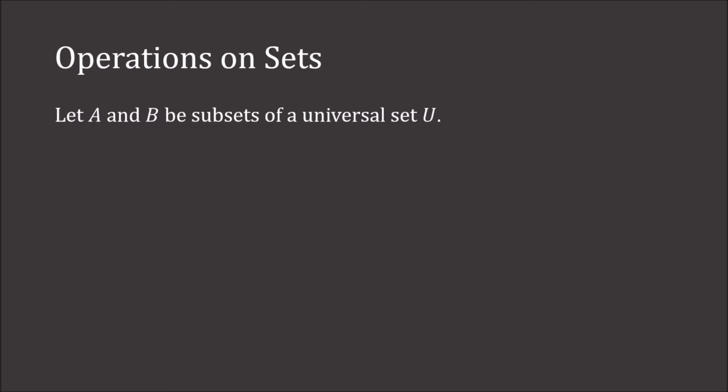So now we look at some set operations. We let A and B be subsets of some universal set U. Whenever we talk about sets, typically there's some universal set. It's not always explicitly stated; it is usually implied. So for instance, if we talk about a set of integers, it's implied that we're talking about a subset of the set of all real numbers. So our universal set would be the real numbers.